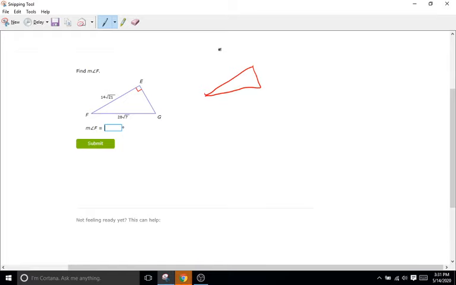Okay, so we know that the hypotenuse is going to be h, the short leg is going to be 1/2 h, and the long leg is going to be square root of 3 over 2 h. Okay, so now let's plug stuff in. The hypotenuse is 28√7, and it wants us to figure out angle F.